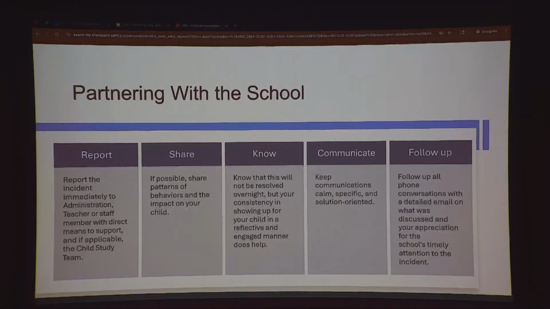So the first step is to report. Report the incident immediately to teachers, administrators, staff, anyone with direct means to assist, or even the child study team if this is applicable. And then share. Were there patterns of behaviors? Has your child talked about this before? How is this impacting them?